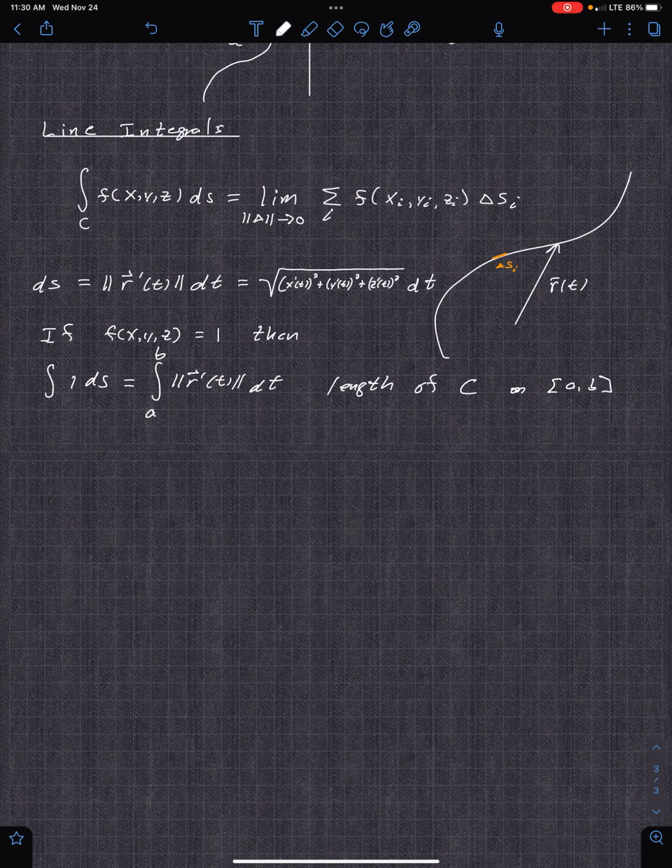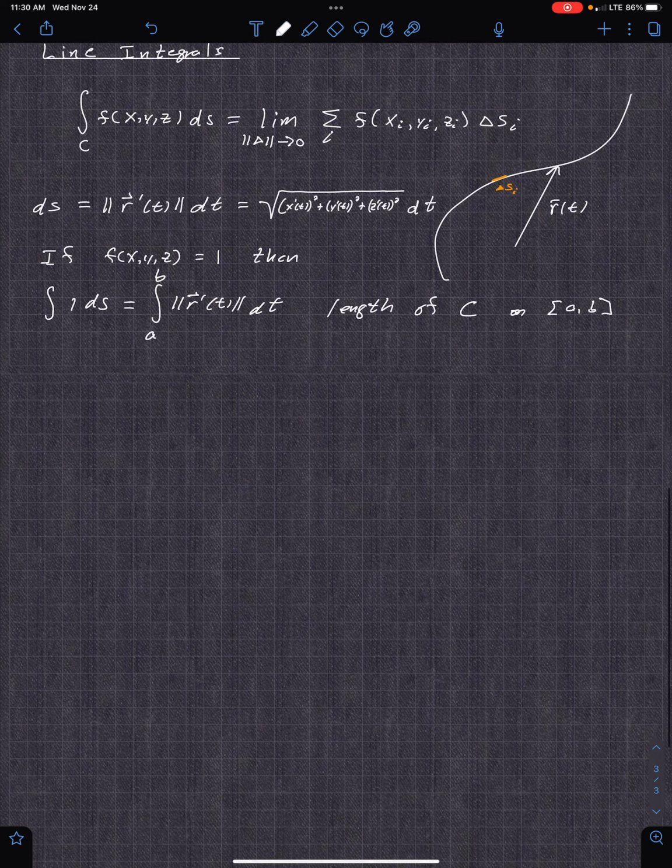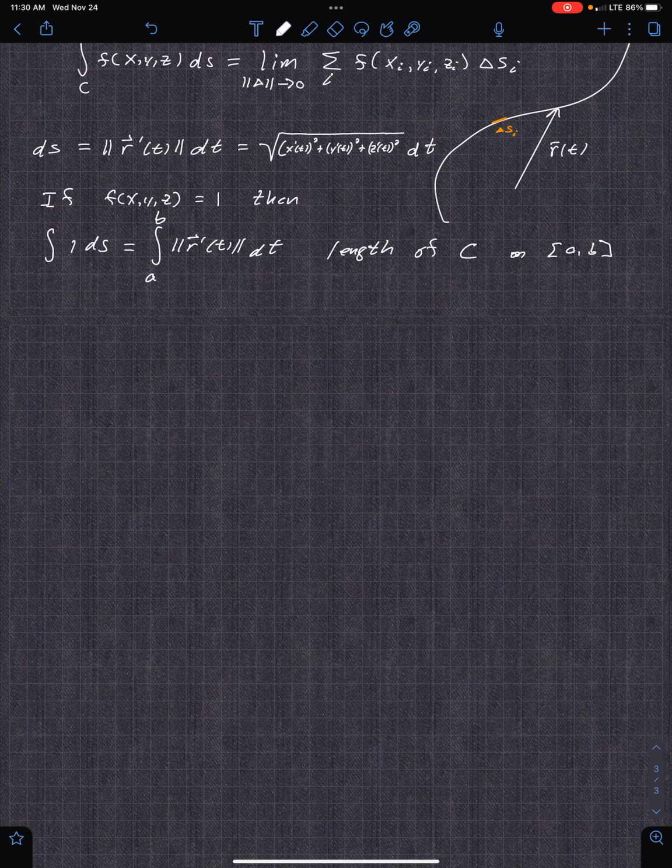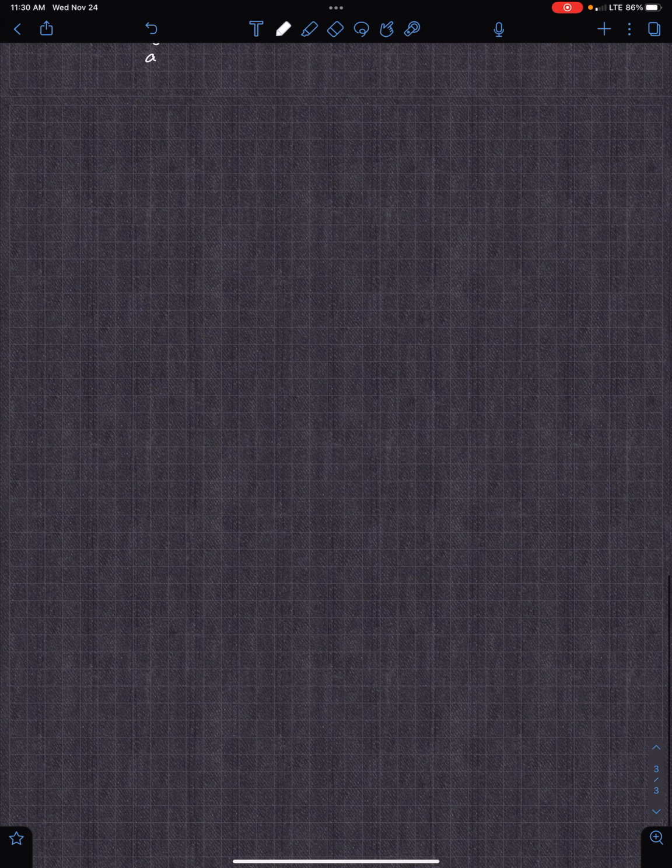Okay, so now we look at ways to evaluate the line integral. So we're going to call these evaluation formulas.